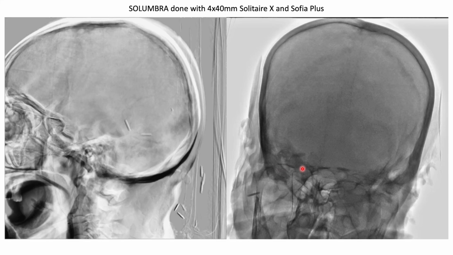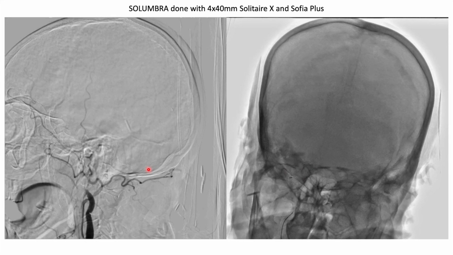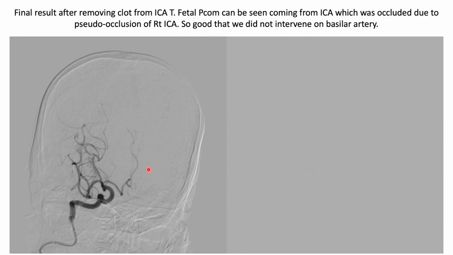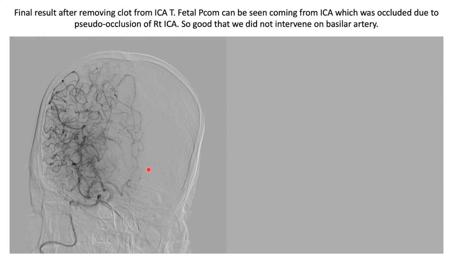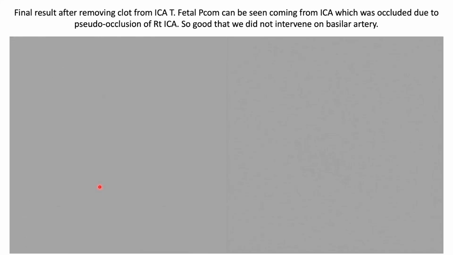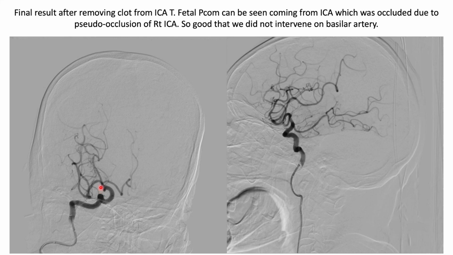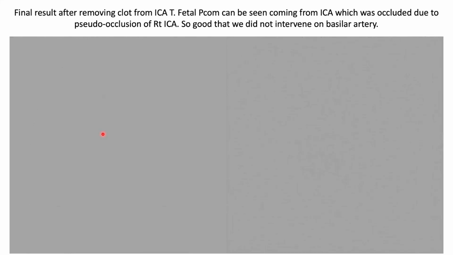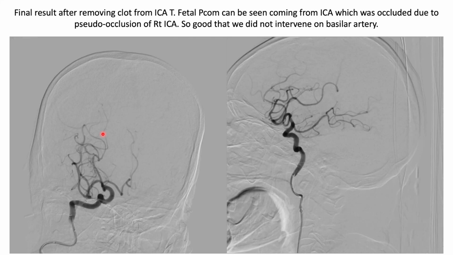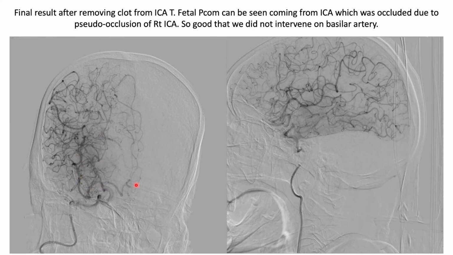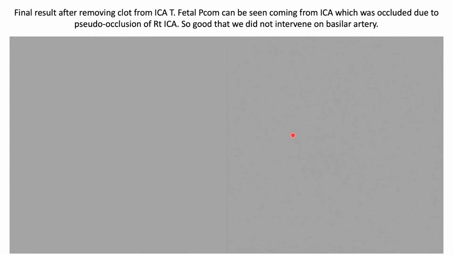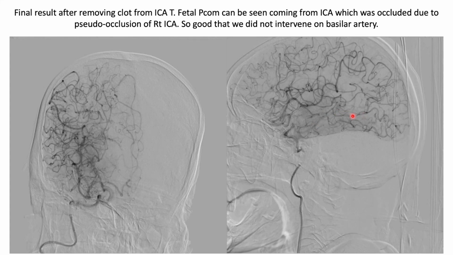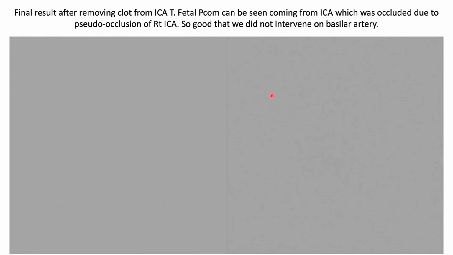So I did a Solumbra at the terminus level with a 4x40 Solitaire X and Sophia Plus, and this is the final result after removing thrombus. And what I could see was that there is a fetal PCA coming up right here in between, because that's the ACA. In the middle we've got another artery going up vertically parallel to the ACA, as I explained to you, and then we've got the MCA here. And on the lateral view, we can again see that's the fetal PCA going there, and that's the whole MCA territory, and then the ACA.